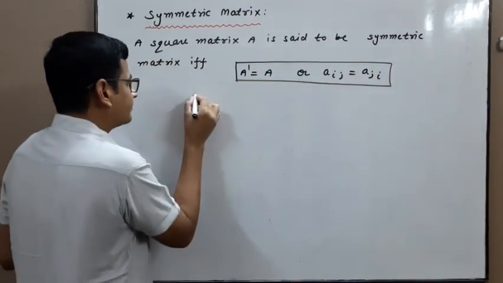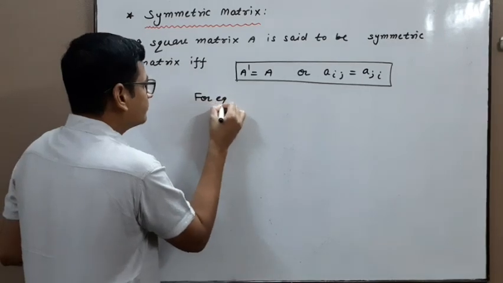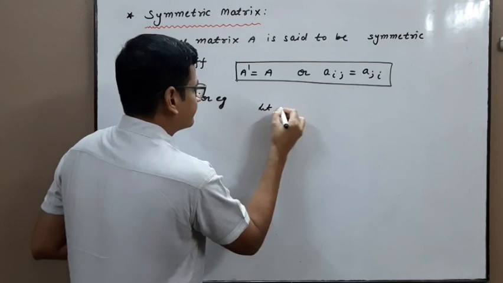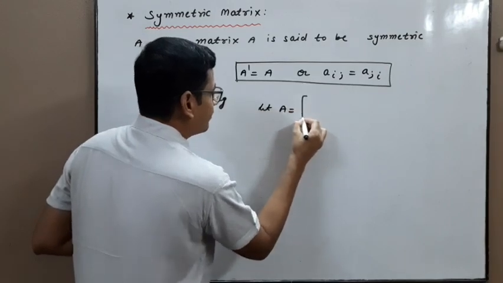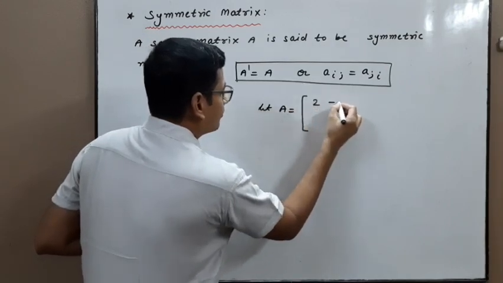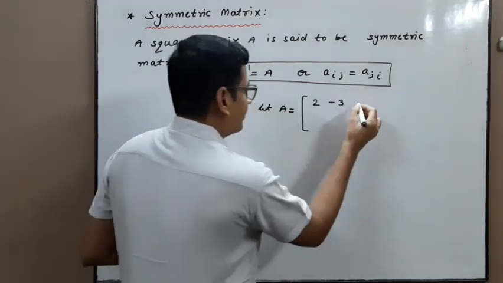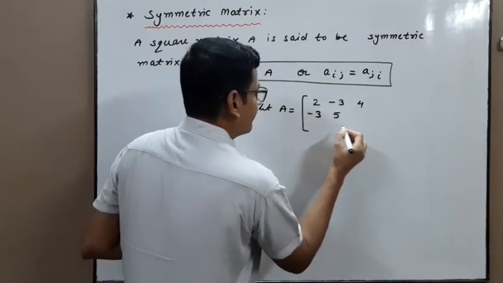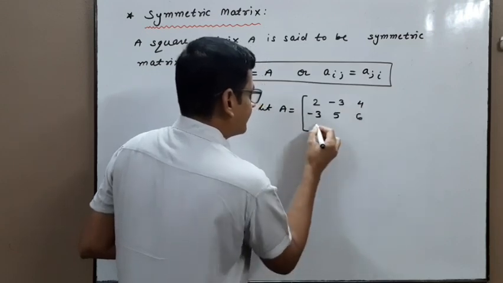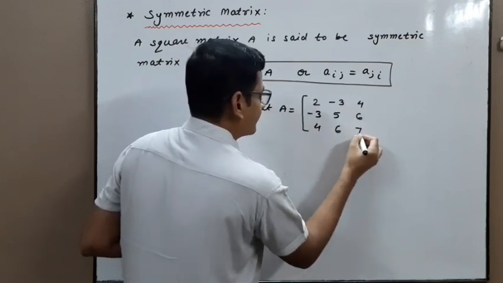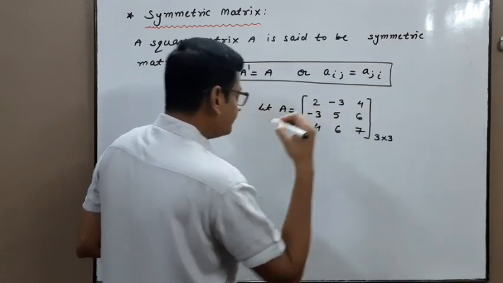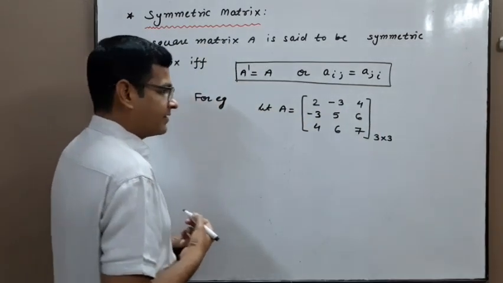For example, let A equal to 2, minus 3, 4, minus 3, 5, 6, 4, 6, 7. This is a 3 by 3 matrix.